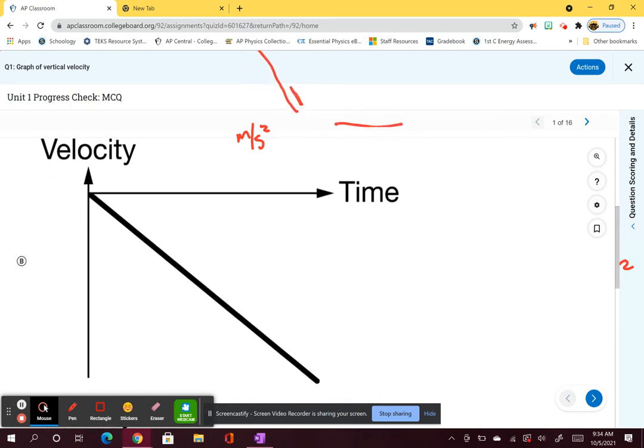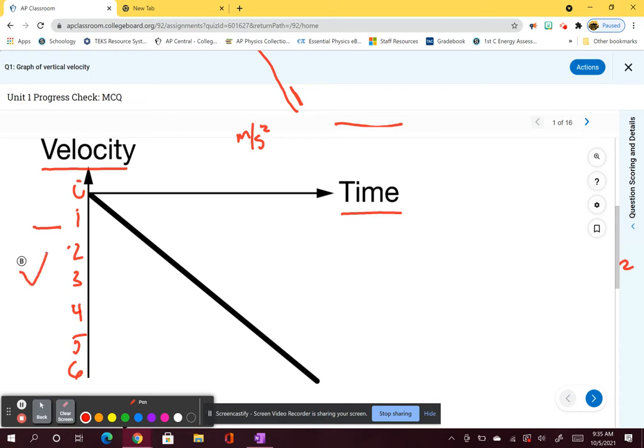So now graph B. First we're going to check what graph it is. It is a velocity time graph. It is below the x-axis, so that means it's in the negative direction. And the numbers go 0, 1, 2, 3, 4, 5, 6, so on and so forth. So it is increasing in the negative direction. That looks really good to be an answer. Let's double check the rest.